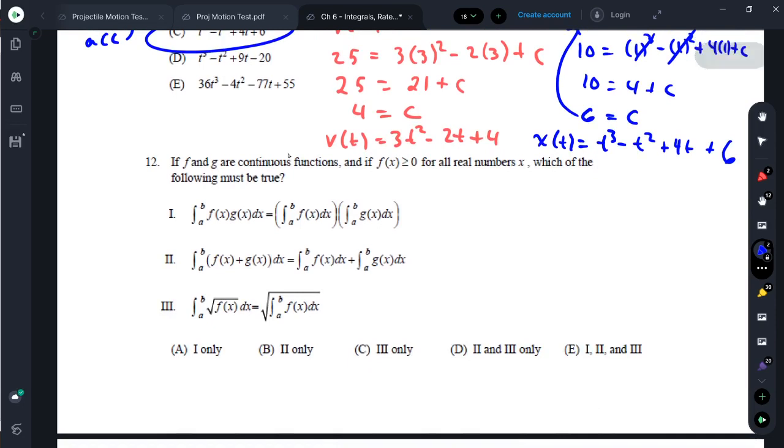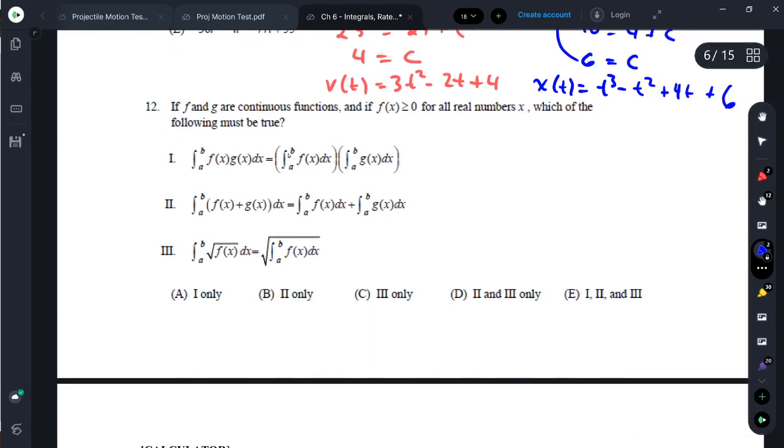All right, we have f and g as continuous functions. Which of the following must be true? This is basically asking about if you memorize those properties. So there is no multiplication property. This one's wrong. There's no multiplication or division property. There is an addition property. So if you add f of x and g of x, you can separate those integrals.